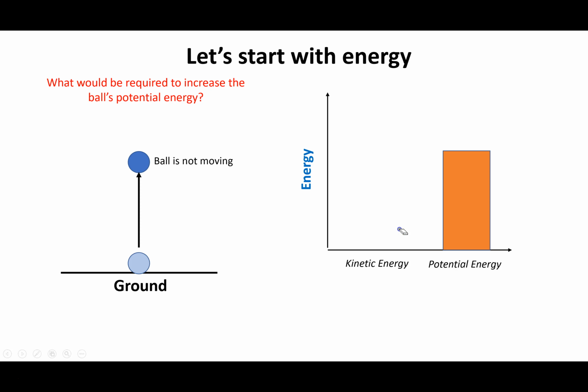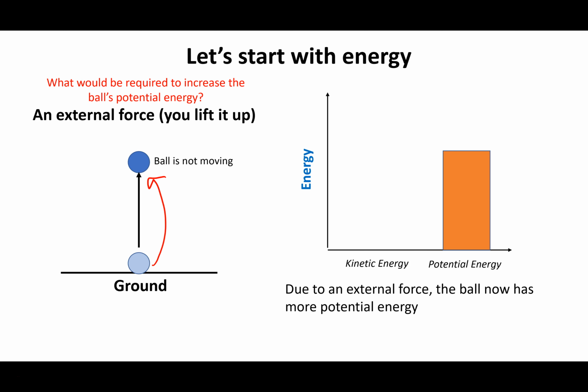All right, so one of the questions I'm going to ask is, what would be required to increase the ball's potential energy? In other words, to move it from the ground to up here. Well, I could just pick it up and I could move it there. So in other words, an external force would be required. For example, I lift it up. Okay, so due to an external force, the ball now has more potential energy.